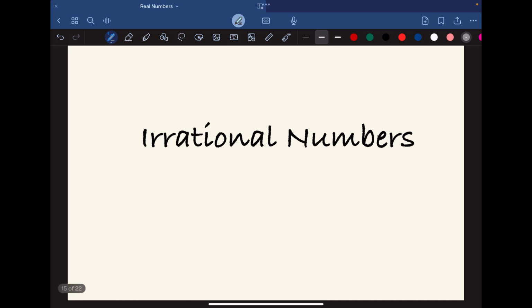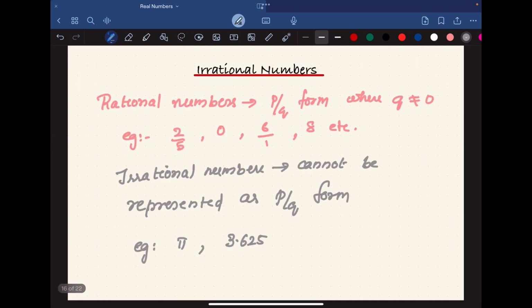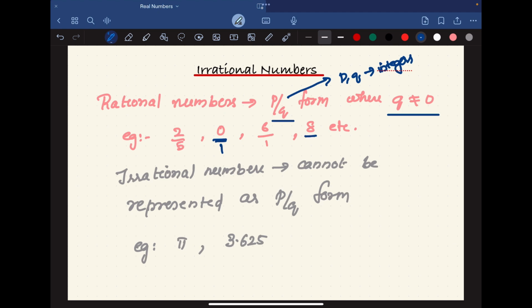Let's get started. Before moving into irrational numbers, let's see what rational numbers are. Rational numbers are numbers of the form p by q, where p and q are integers and q is not equal to 0. This is very important, q not equal to 0. Some examples are 2 by 5, 0, 6 by 1, 8, etc. 0 can be written as 0 by 1, and 8 can be written as 8 by 1.